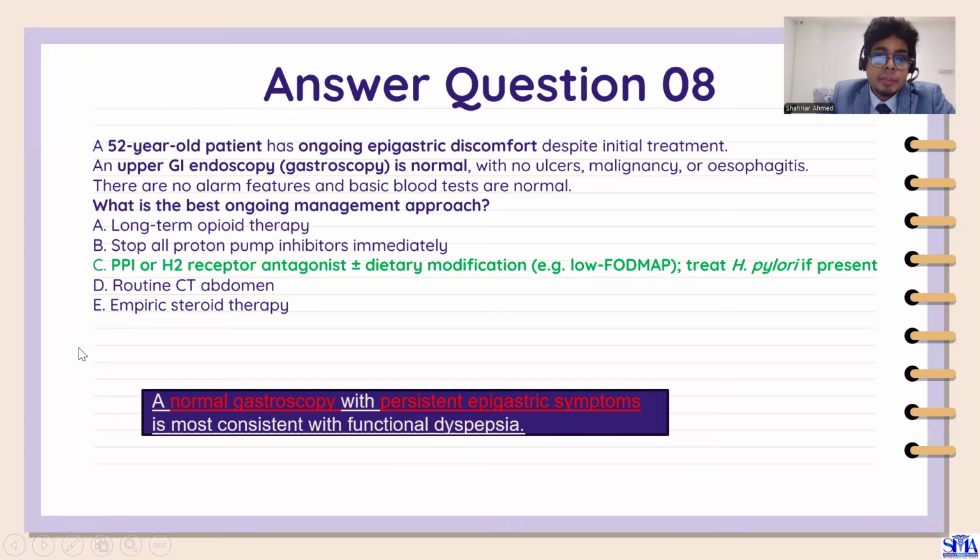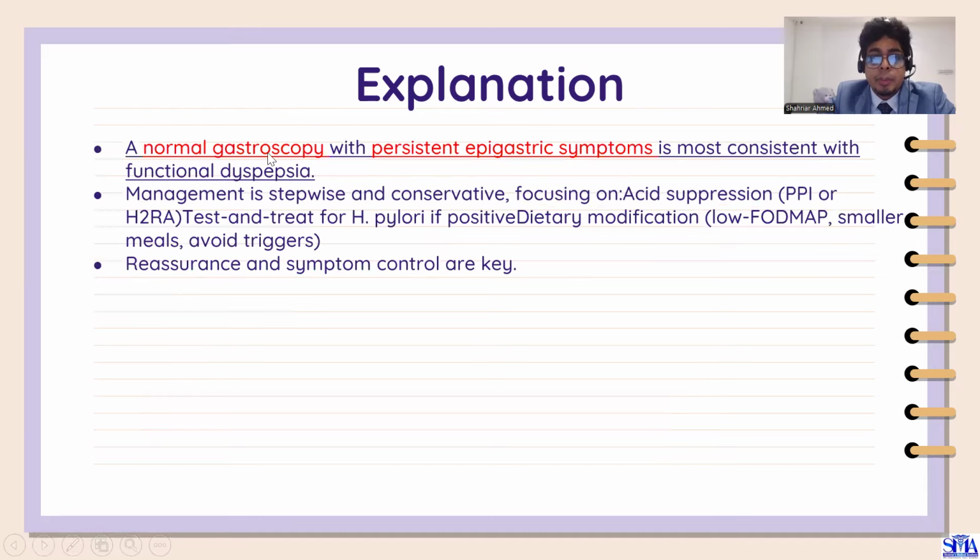And our final answer is this one, preparation. The line which I want to add here: a normal gastroscopy, you can say the same thing, endoscopy, a synonym of endoscopy, with persistent epigastric symptoms. So normal endoscopic finding, but yet there are epigastric symptoms. When you do endoscopy, no such finding. This is high chances of functional dyspepsia. Again, normal gastroscopy, persistent epigastric symptoms, it is high chances of functional dyspepsia.